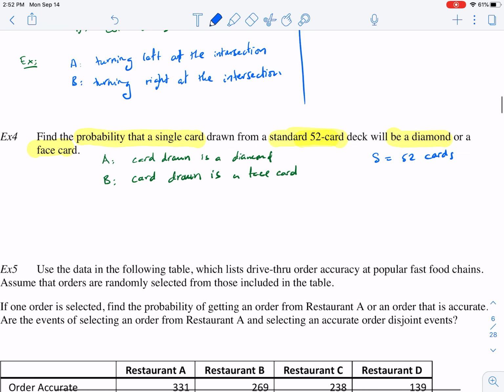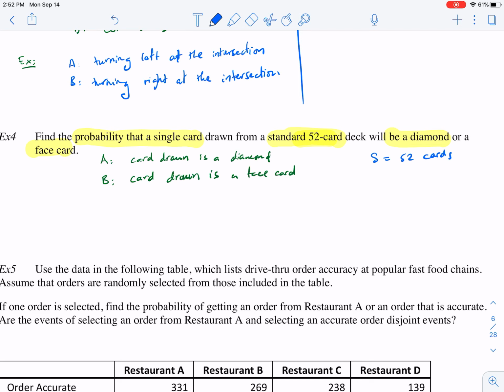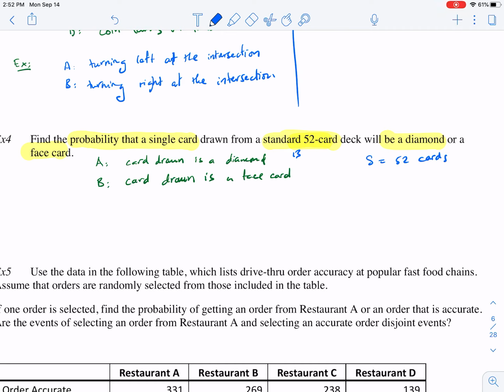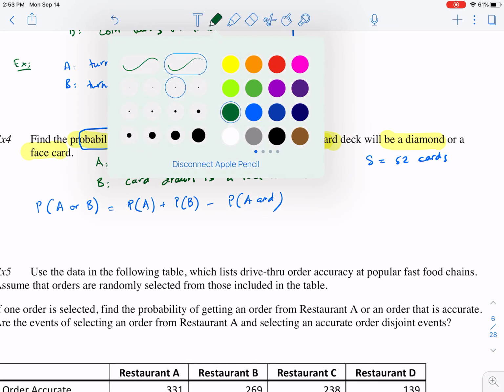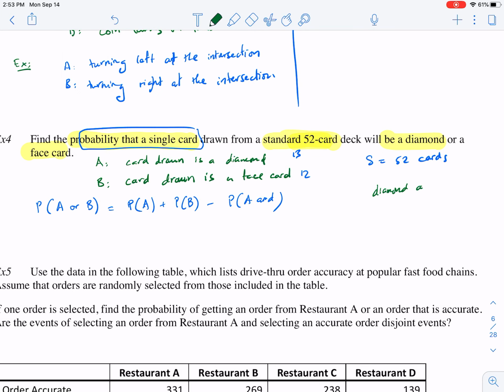Let's look at the possible outcomes for A and B here. In a deck of 52 cards there are 13 diamonds, and there are 12 face cards. If we want to find the probability of A or B, then we're using the addition rule. Since it's a single trial, a single draw here, the addition rule applies. So that's P of A plus P of B minus P of A and B, meaning are there any cards that belong to both events? Can we draw a card that is both a diamond and a face card? We can have those cards, diamond and face cards. I think there are 3 of those.